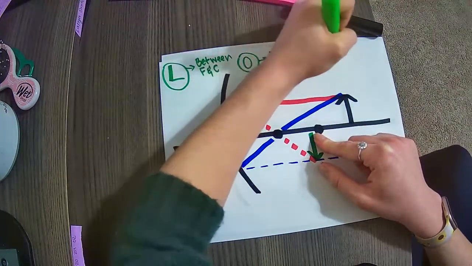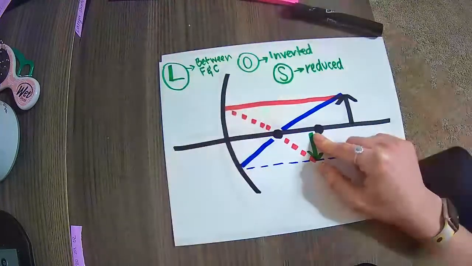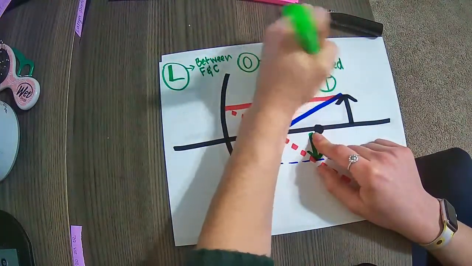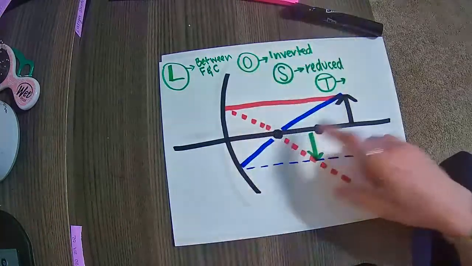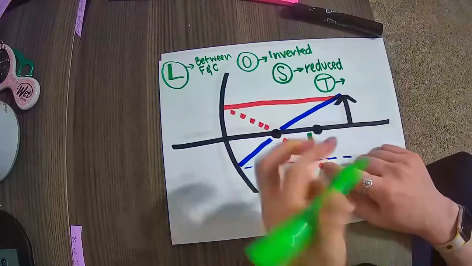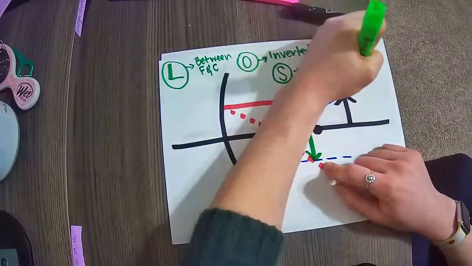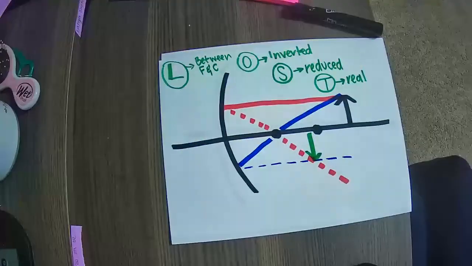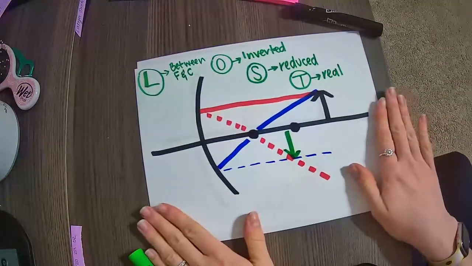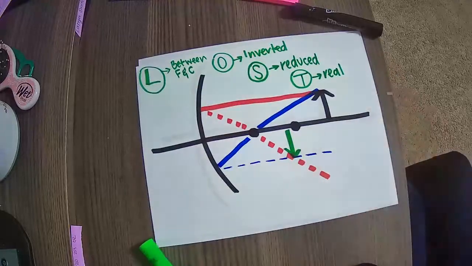And then the type of image, key for this is going to be a real image. When you have a real image, it is going to be inverted every single time. This is real. All right, and we have successfully made our first ray diagram.